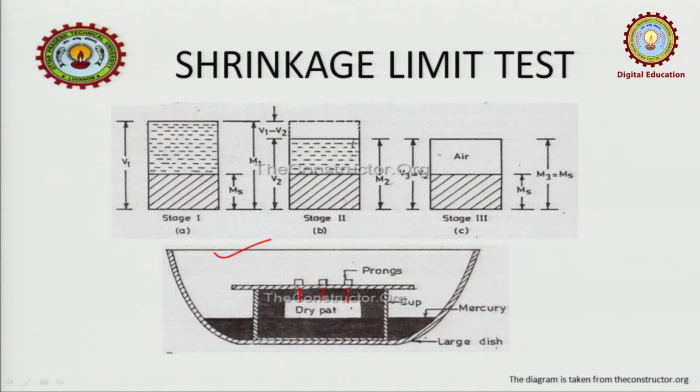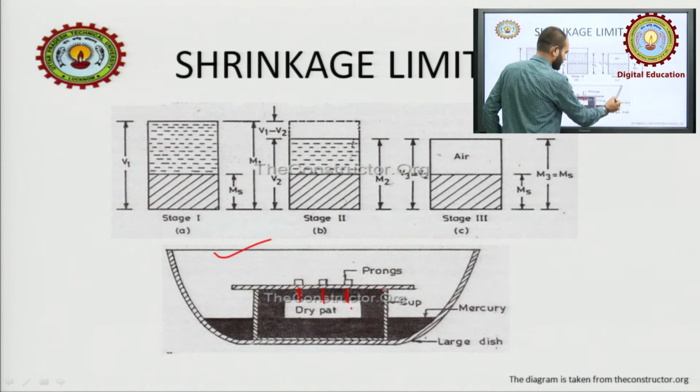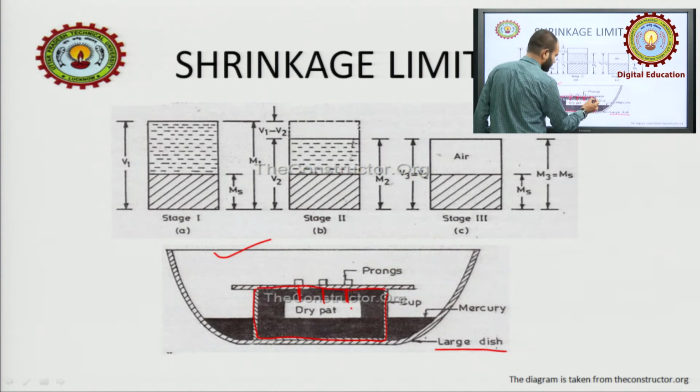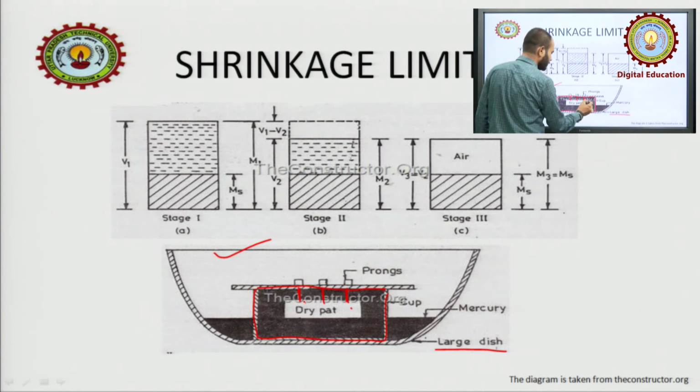You can see in the diagram there are 3 projections of this glass plate. What we will do? This is filled with mercury, totally, and this is a large glass dish. Now we will fill mercury in this fully, up to here. Now this dry pad we will put onto this. You know the density of this is high, so it will not go inside, it will be floating something like this initially.